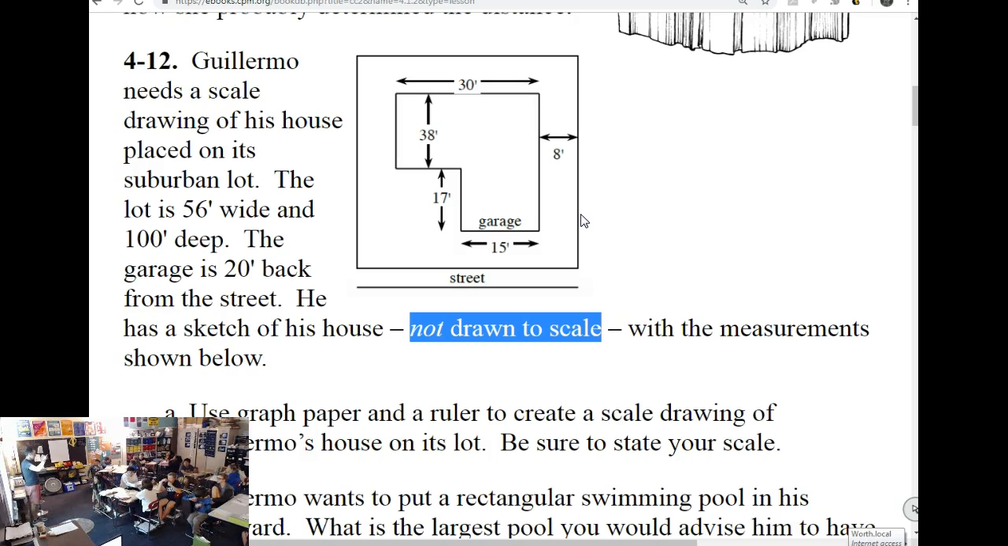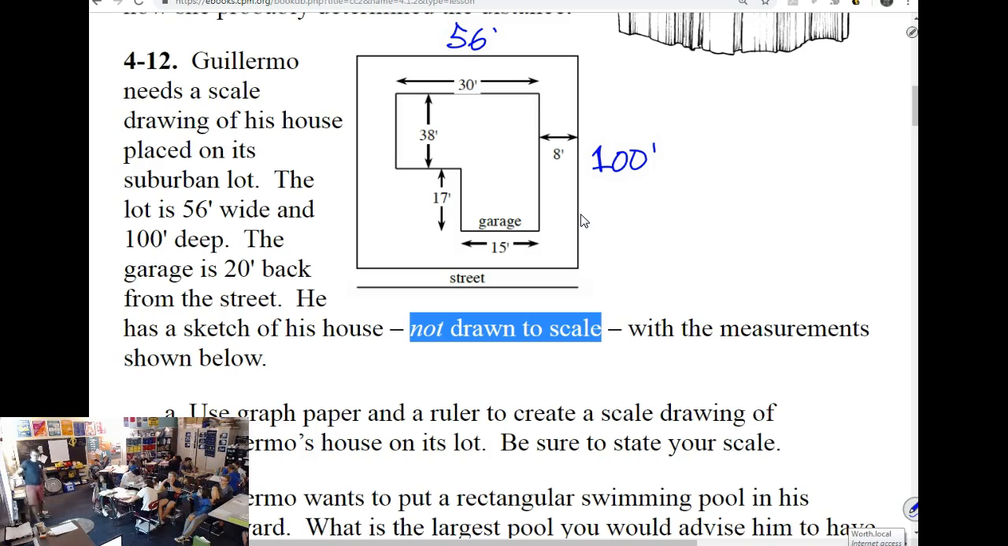Now, it should be, right? If we were drawing this appropriately, your 17 line should be bigger than your 15 line because 17 is a bigger number than 15. So, our job now is to help Guillermo out and take his not-to-scale drawing and scale it. Now, what we know is his lot, which is like what your house is built on, is 56 feet wide and 100 feet deep.